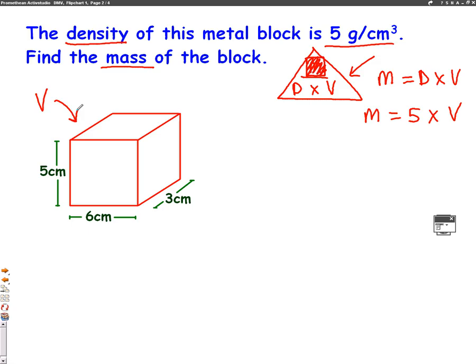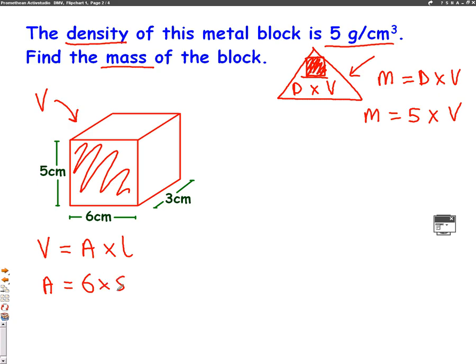So if we remember from the previous video, volume equals the area times the length. So the area is the front face, so we need to work out the area of the front. So area in this case, well, it's 6 at the bottom times 5 high. So it's 6 times 5, which is 30. So volume is 30 times how far back it goes. Well, you can see it goes 3 back. So the volume is 30 times 3, which is 90 centimetres cubed.